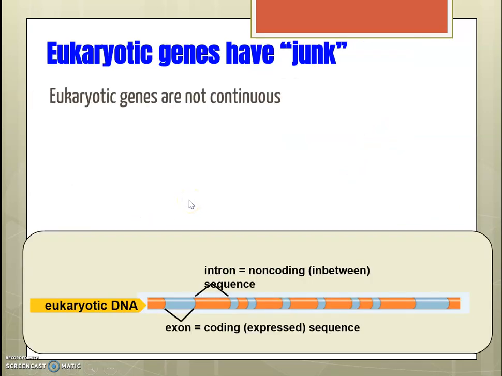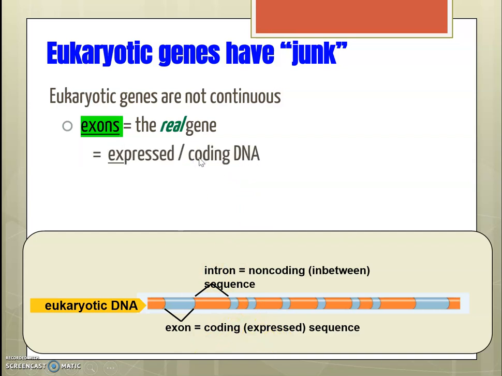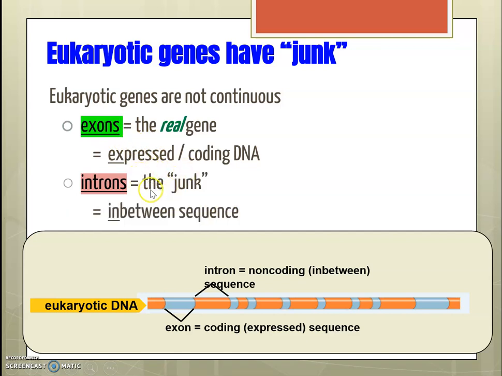Now, eukaryotic genes have a bunch of junk. They're not continuous. They're tons of little sections. So you have parts called exons. Those are the real genes. Those are the coding expressed sequences, the real parts of DNA that are actually expressed. So think exons expressed. Introns is all that other stuff in between. So introns in between.